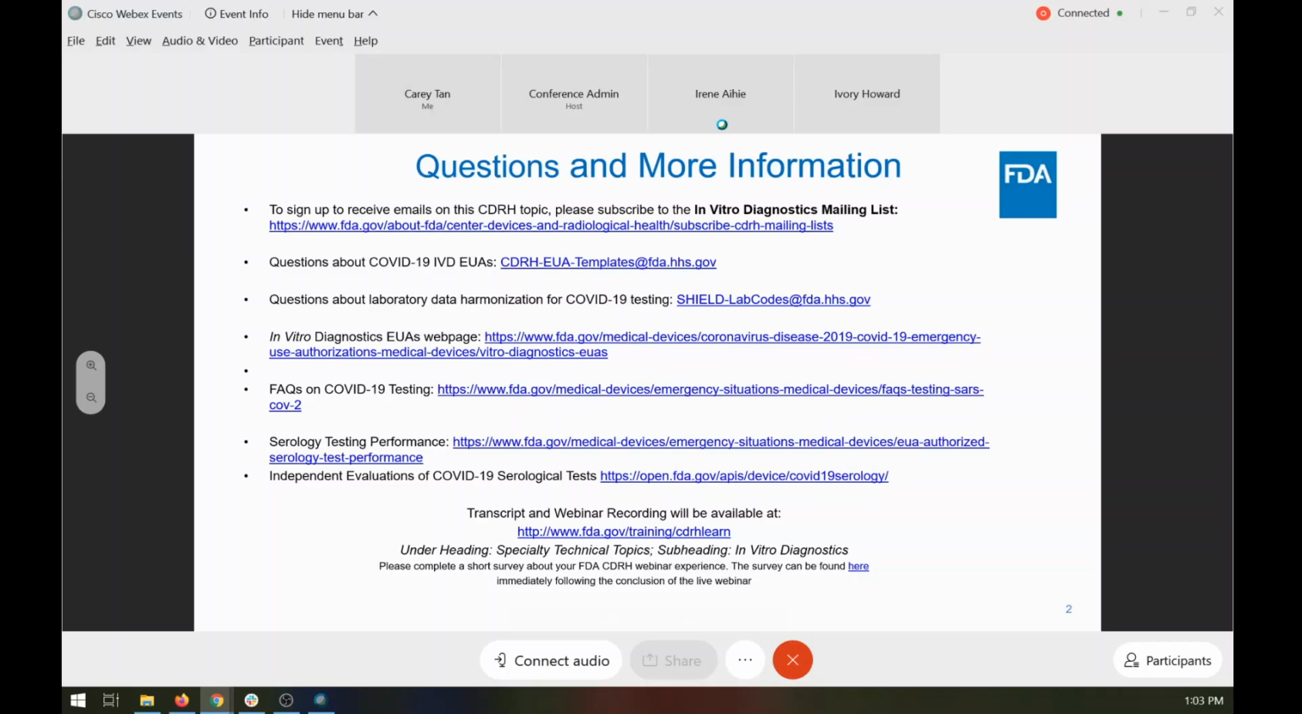If, on the other hand, your EUA was authorized for use more broadly with nasal swabs, then that would be something that you would not need to come in for that change. So it depends, and that was almost a silly example, but you can use that to understand how that might apply to other components.